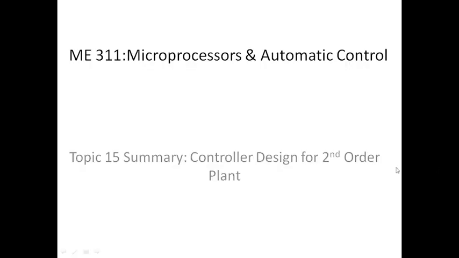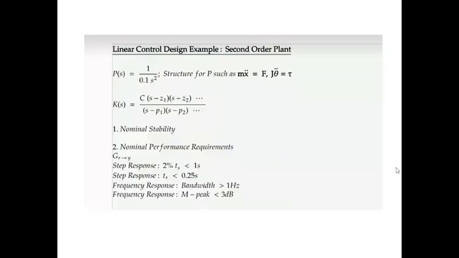Okay, so we'll revise the controller design for a second order plant. Consider a plant specified as 1 by 0.1 s square. We saw that a map from force to velocity would result in a first order plant. Similarly, a map from force to displacement would result in a second order plant, and similarly torque to angular displacement. Again, similar conditions: we have a controller of this form, and we have the same specification similar to the first order plant problem.